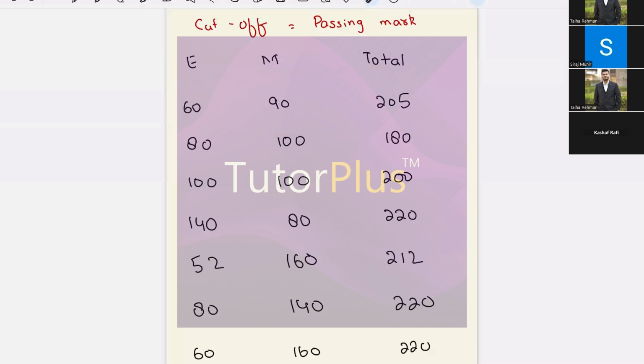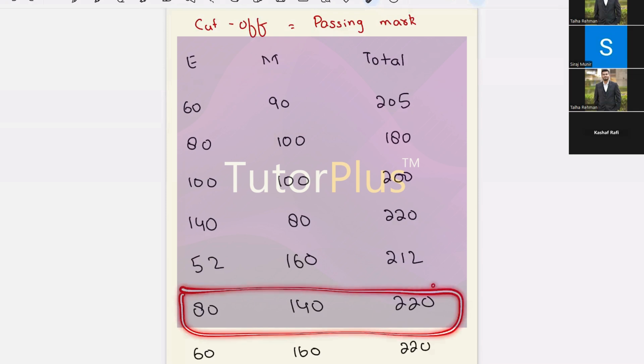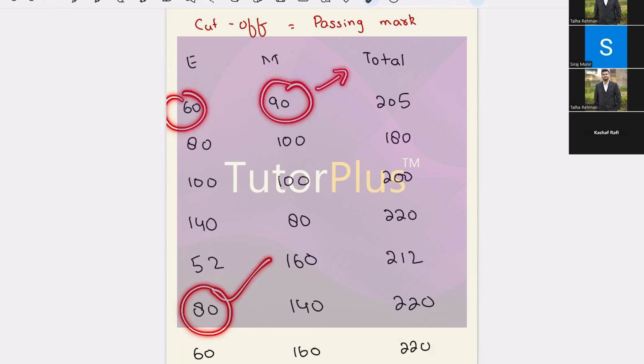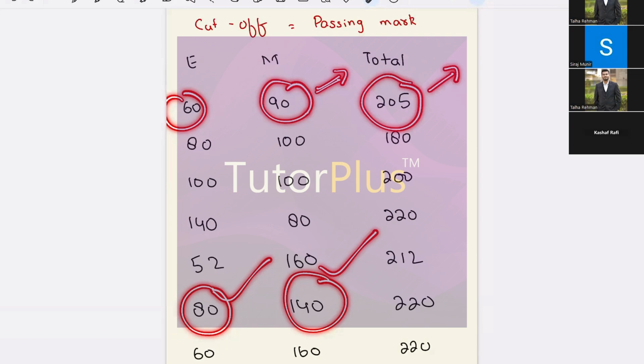Likewise, if you were to talk about this person, this person apparently has gotten 60 in English. So this person has cleared the English portion. This person needed a 90 in maths and he's gotten 140, so he has cleared the maths portion as well. Likewise, this person needed 205 and has gotten a 220, so this person has cleared the total portion as well.